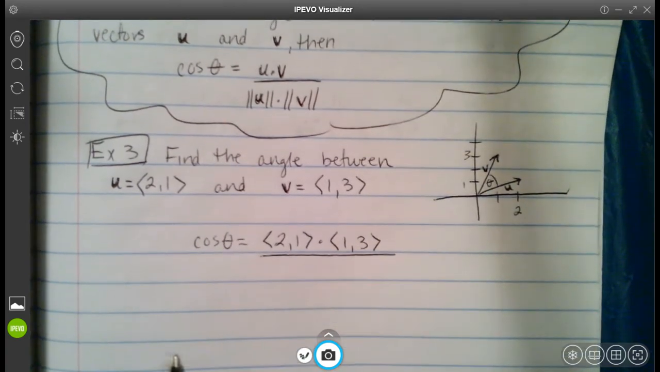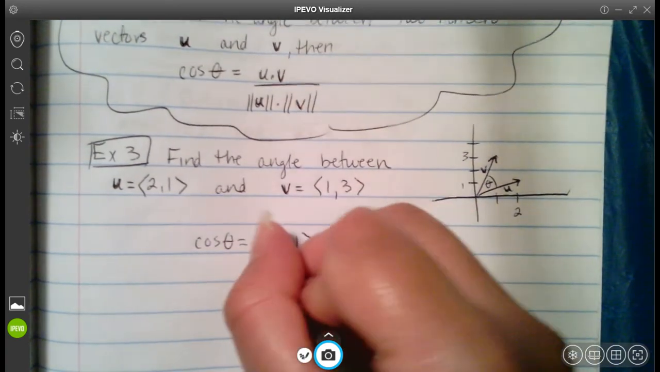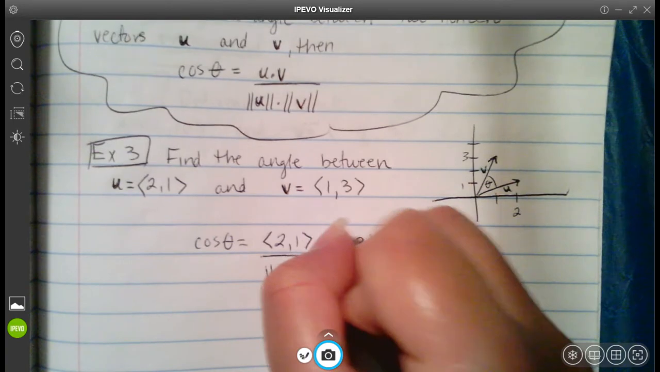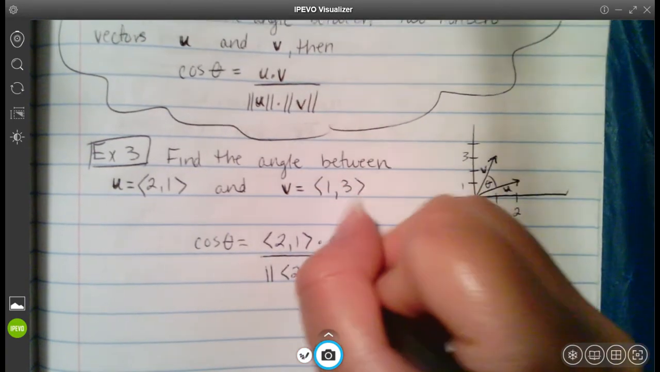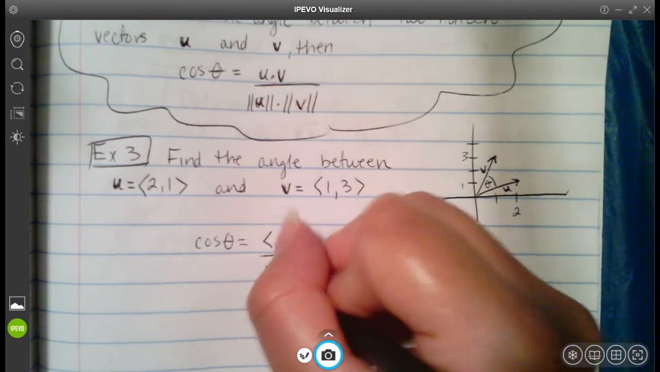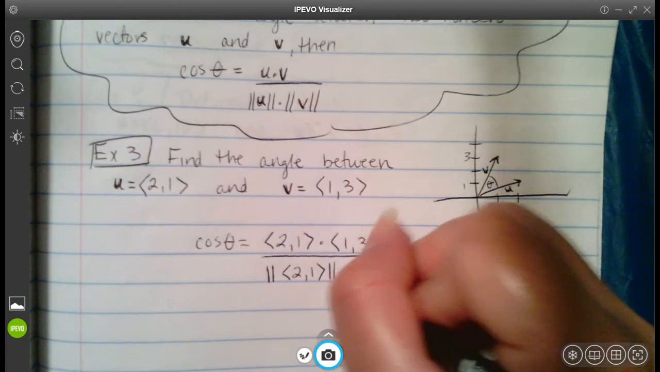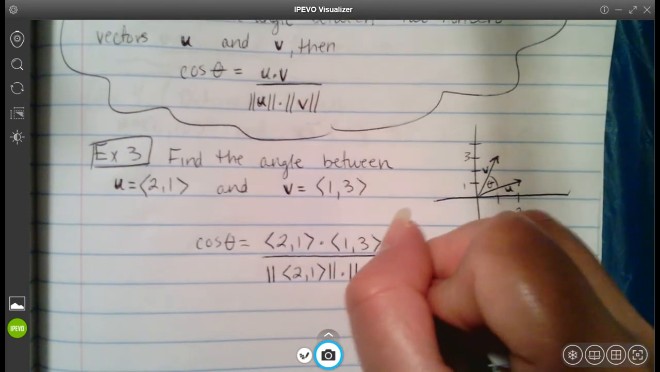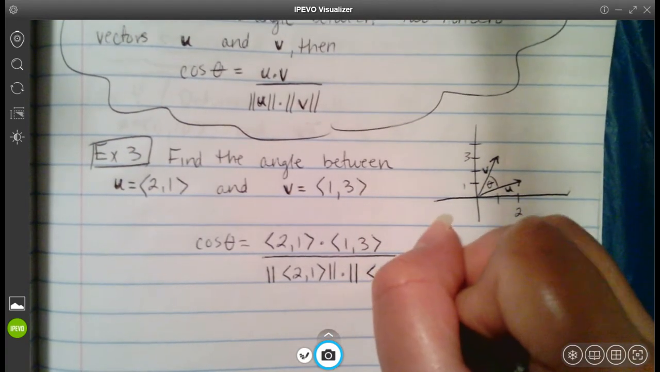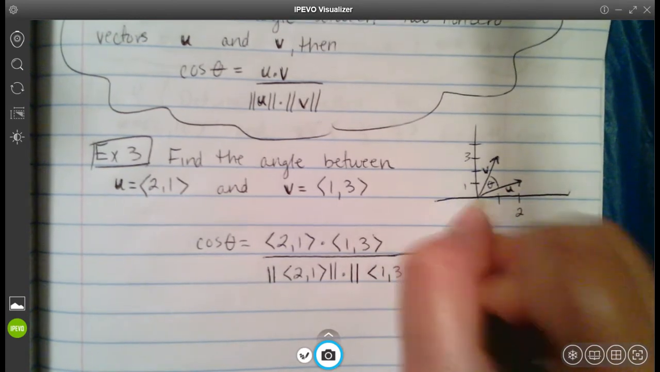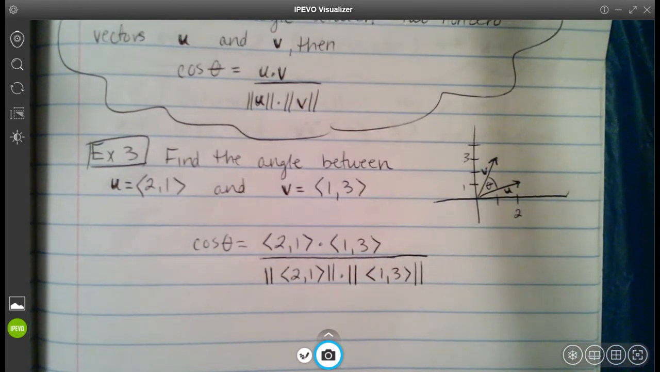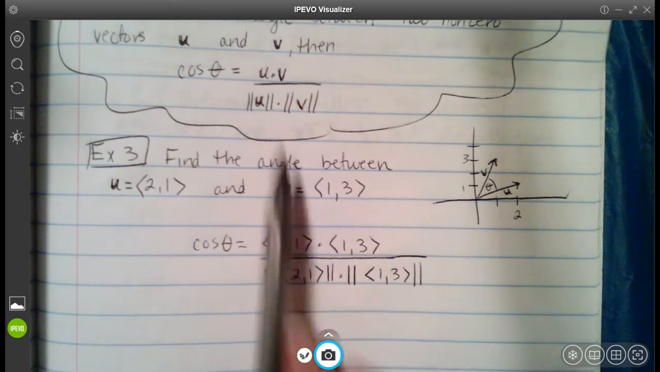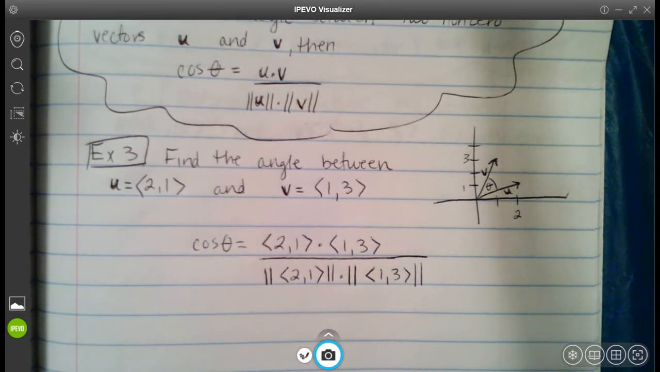So the magnitude of u is going to be this one. I'm going to put that here inside my little magnitude lines. I don't really know what else to call them. Times the magnitude of v, which is 1 comma 3. So there's my formula with everything plugged in. Let's work it out now.